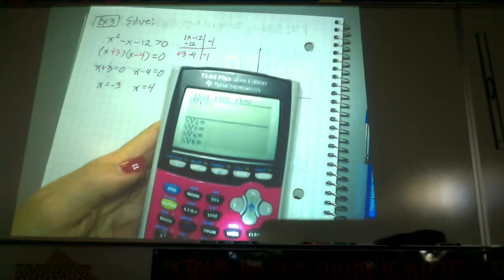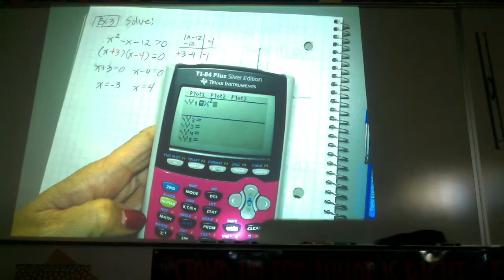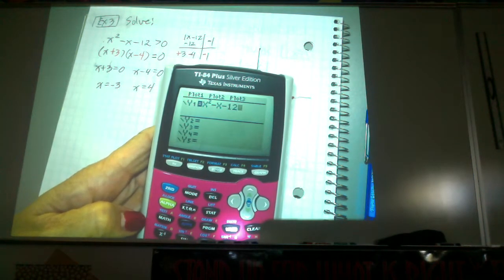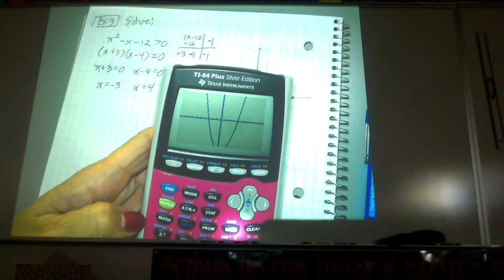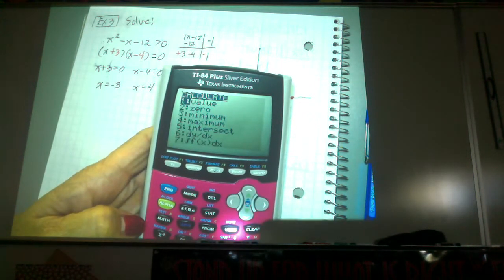So go into y equals and type in x squared minus x minus 12. And we get the following graph. I expected it to open up because the x squared is positive. And then I'd like you to find the vertex. How do you find the vertex? Second calc. What am I looking for?